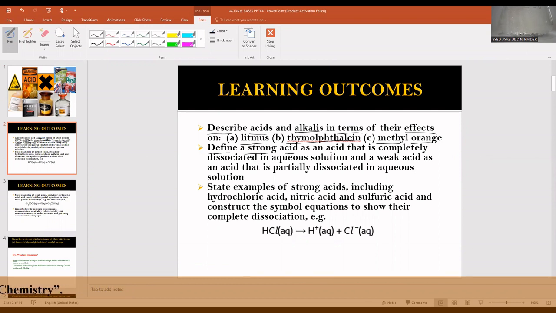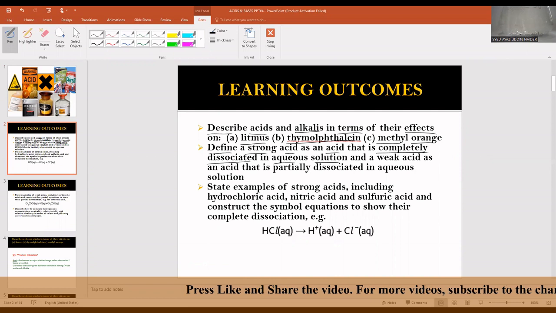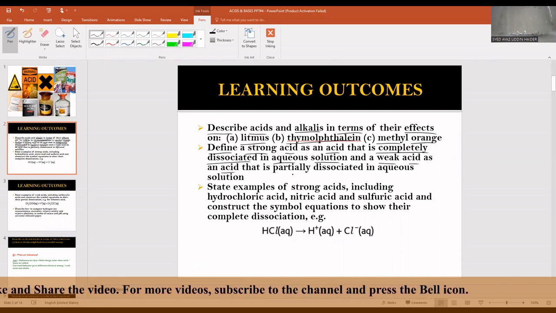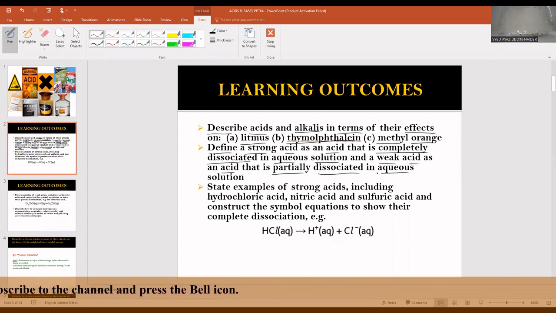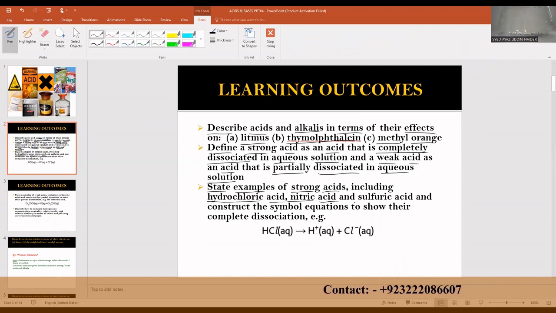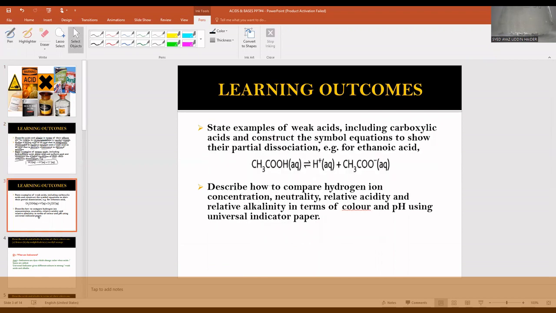Define a strong acid as an acid that is completely dissociated in aqueous solution, and a weak acid as an acid that is partially dissociated in aqueous solution. State examples of strong acids, including hydrochloric acid, nitric acid, and sulfuric acid, and construct symbol equations to show their complete dissociation. Here's an example. HCl gives H+ plus Cl- ion.